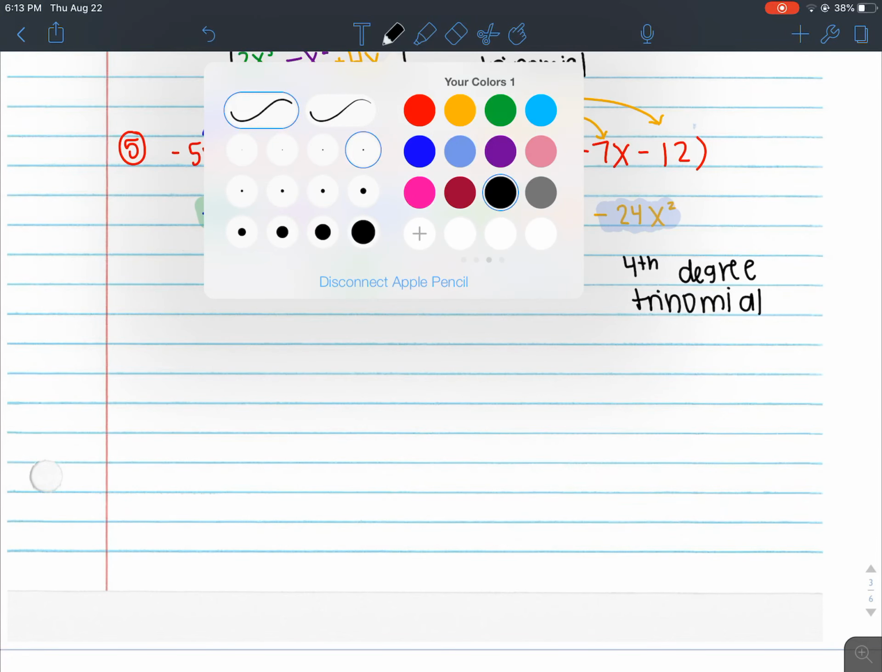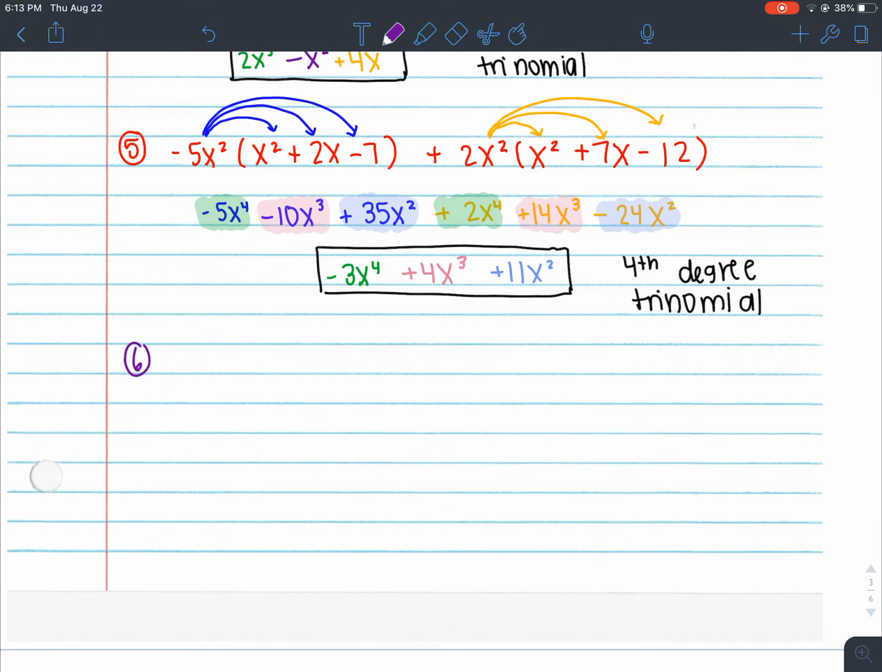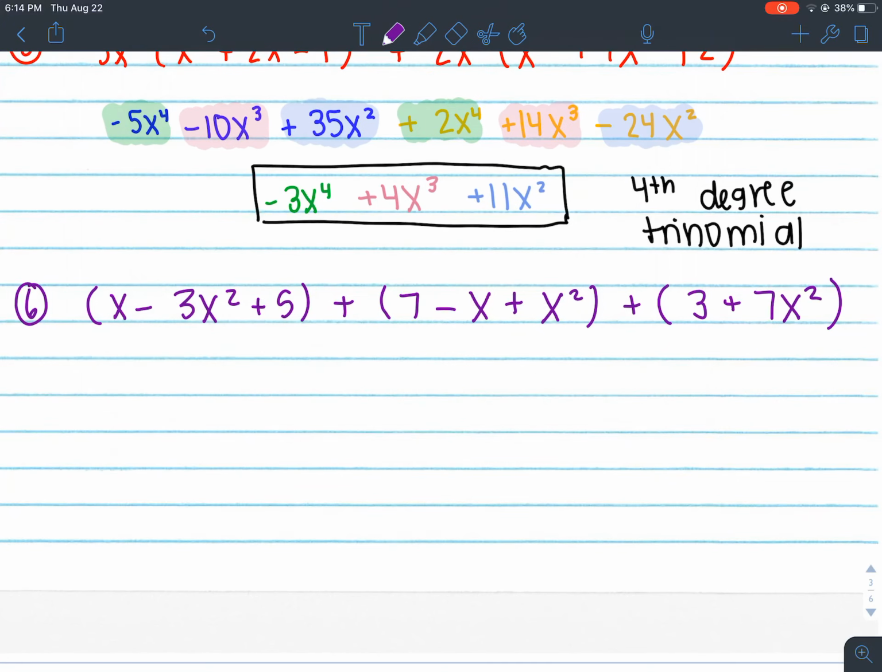All right, we're on to our last one. So, number 6. x minus 3x squared plus 5, plus 7 minus x plus x squared. I'm going to add one more, plus 3 plus 7x squared. Let's just do that. All right, so this is our last example.